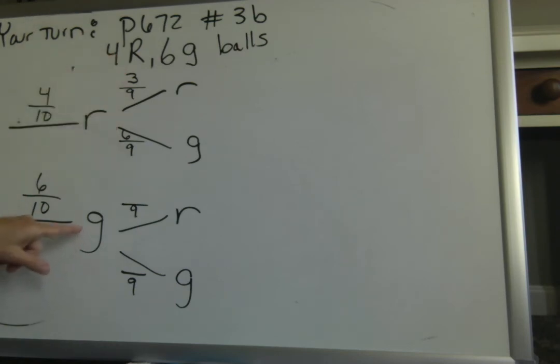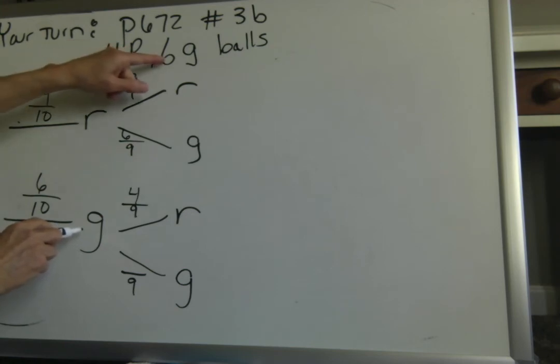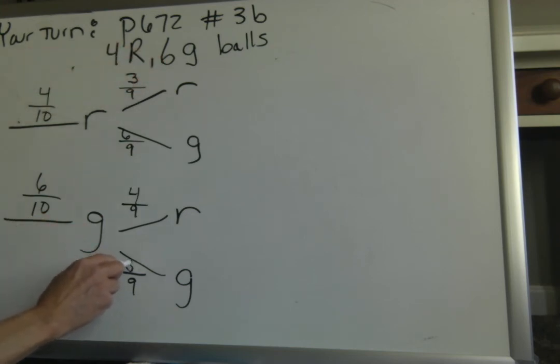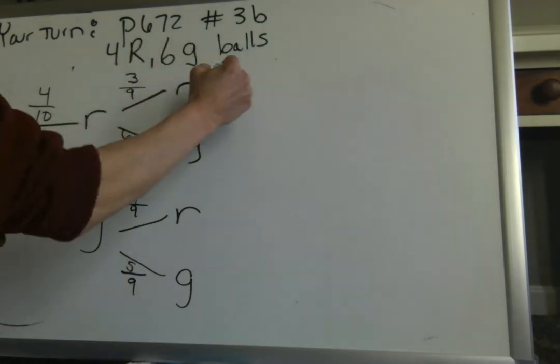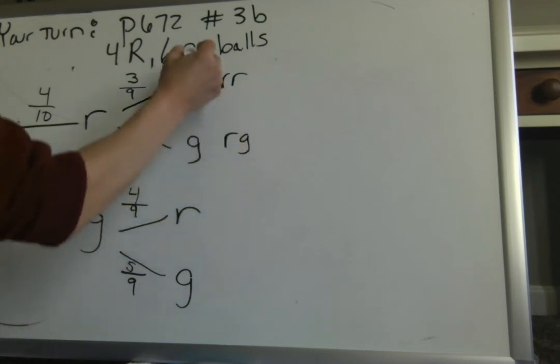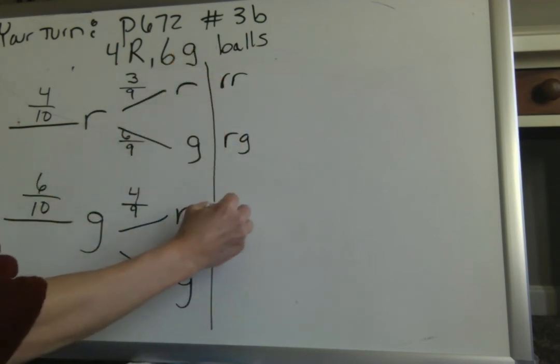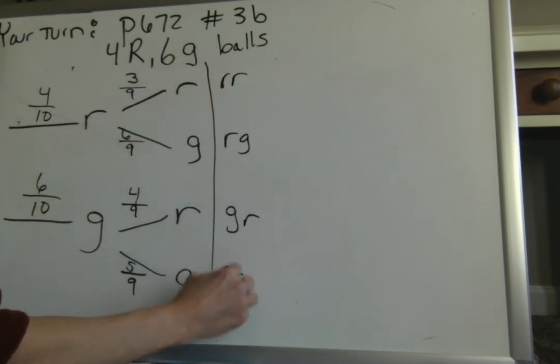All right, let's do down here. If I picked a green, I still have all my reds left, right? All 4. But if I picked a green, I don't have 6 anymore, I have 5. Yeah, and there you go. There's that 9/9. So I have not made a mistake. So we've got red, red, red, green, and maybe I should put a little line here. Green, red, and green, green.